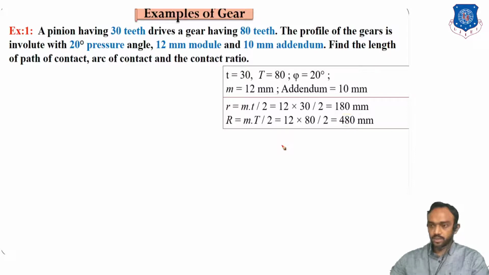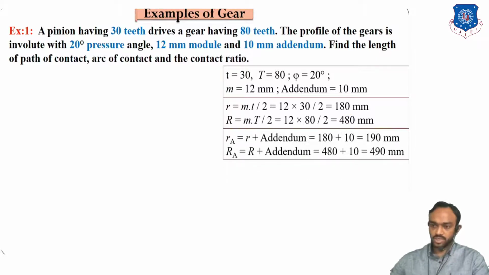After that, you can find the addendum radius. What is addendum radius? Addendum radius is pitch radius plus addendum. You have already found the pitch radius, so add the addendum, which is 10 mm. So the addendum radius will become 180 plus 10, that is 190, and 480 plus 10, that is 490. This is the basic requirement you always have to do: pitch radius small r and capital R, and addendum radius capital RA and small ra. Always find these first.